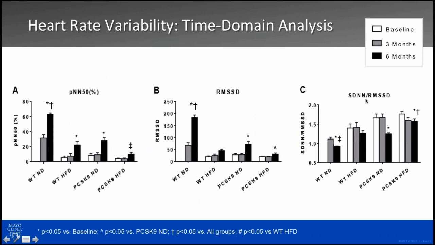In our SDNN to RMSSD data on the far right, which is an index of sympathovagal balance, this ratio tended to decrease over time in all the groups. However, there were significant decreases from baseline only in the normal diet animals, as shown here, in general. However, there was a slight but significant decrease in the high-fat diet gain-of-function animals at 6 months. However, this ratio was significantly elevated over all the other groups at 6 months of age.